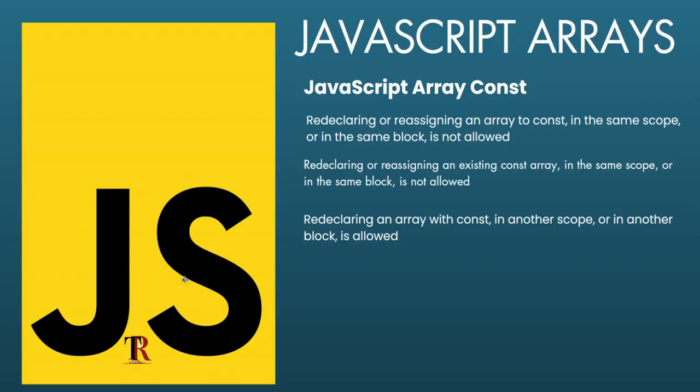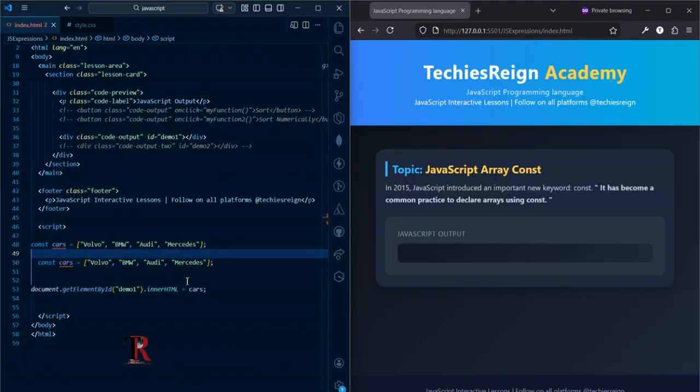Redeclaring or reassigning an existing const array in the same scope or in the same block is not allowed. That's the example we saw just now. Now, redeclaring an array with const in another scope or in another block is allowed. So in what situation does const allow redeclaration or reassigning? Let's take a look at situations when that can be done in JavaScript. So redeclaring an array with const in another scope or another block is allowed.